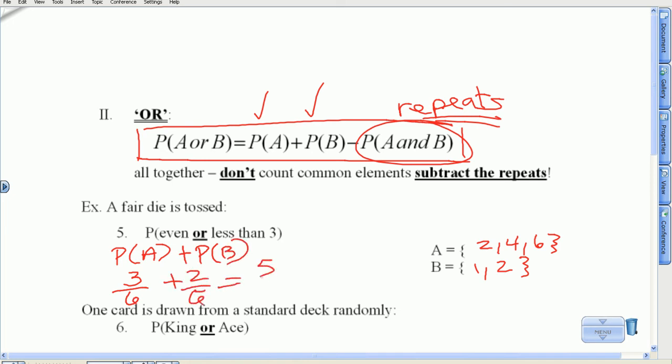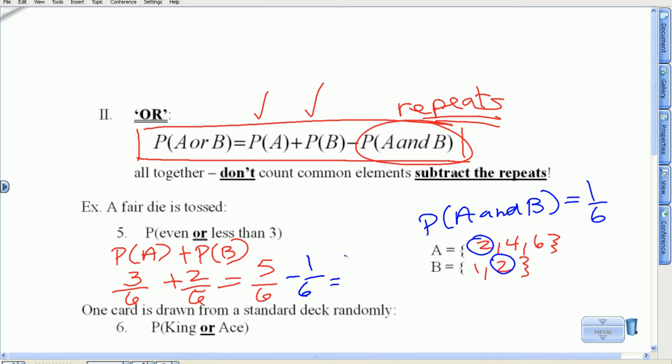So we would say, hey, the answer is 5 out of 6, box it up and move on. But that is not right. And it's not right because we counted the number 2 twice. We have to take it out. Okay? The probability of A and B is 1 out of 6, and we have to subtract it out. So we're left with 4 out of 6. The answer is 2/3.